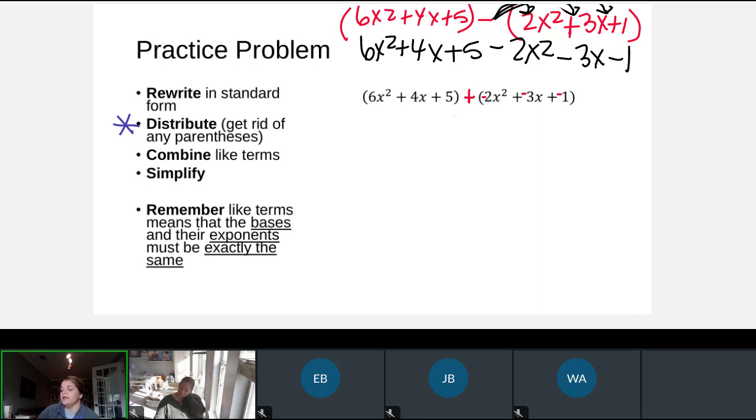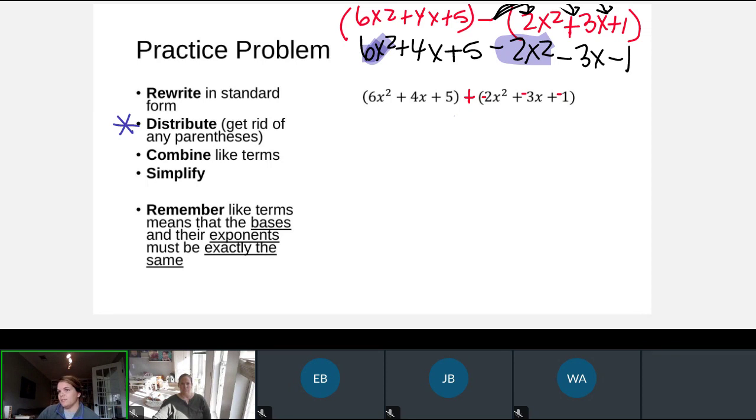For those of you that like to have it written out, I'm going to rewrite this down at the bottom, and I'm going to put my like terms together. Okay, so before I do that, I'm going to highlight. I've got 6x squared and negative 2x squared. Don't forget to include the sign in front. The sign in front, whether it's plus or minus, tells you how you're combining.